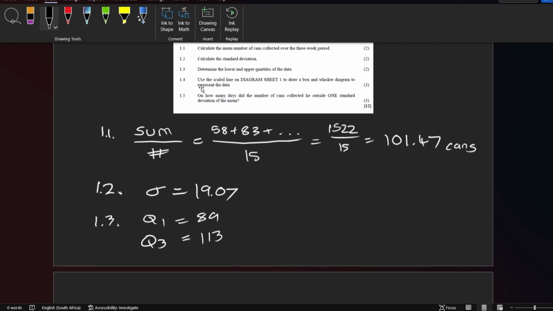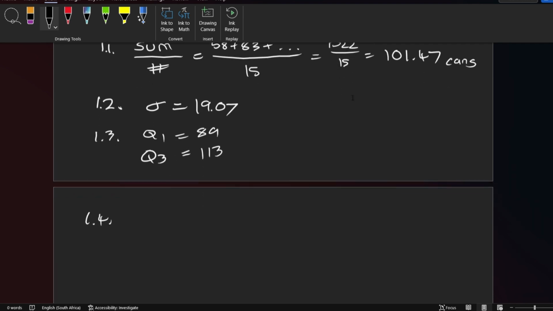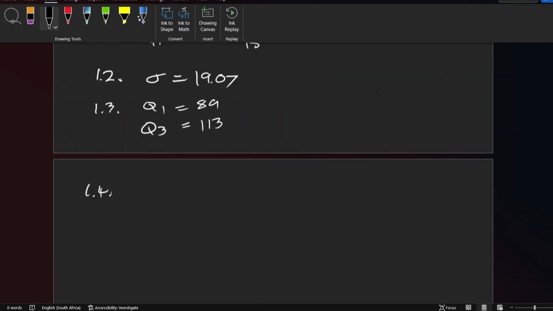Now 1.4 asks, use the scale line on the diagram sheet, right? You'd obviously be given a diagram sheet to draw a box and whisker diagram to represent the data. So we don't have the diagram sheet here, so we'll just construct our own line to scale. So box and whisker, what does box and whisker show us? The box and whisker is basically a graphical representation of our 5-number summary.